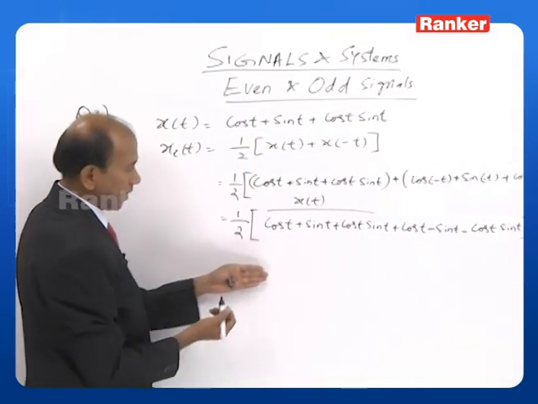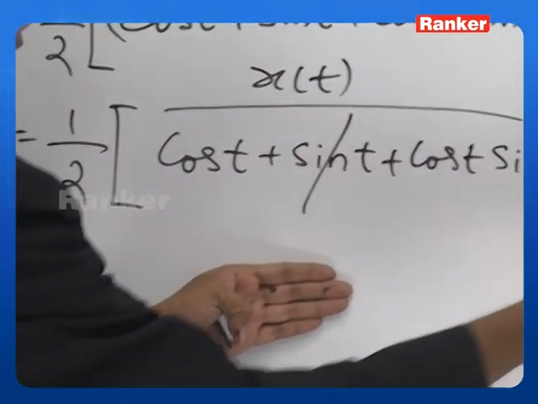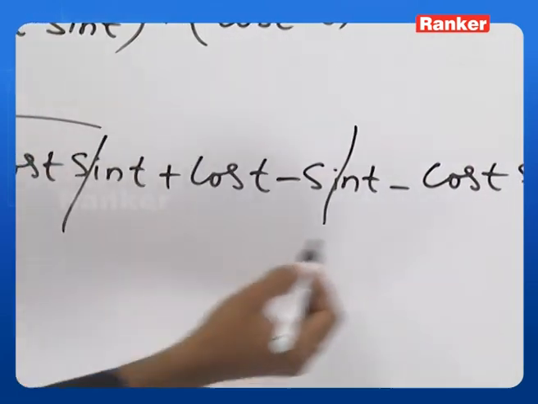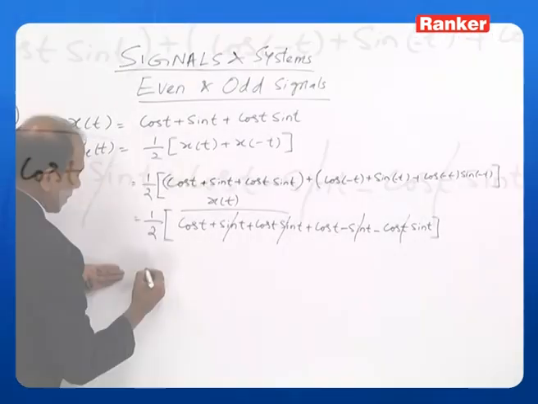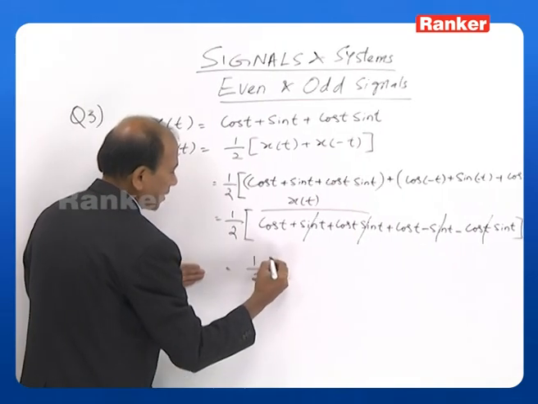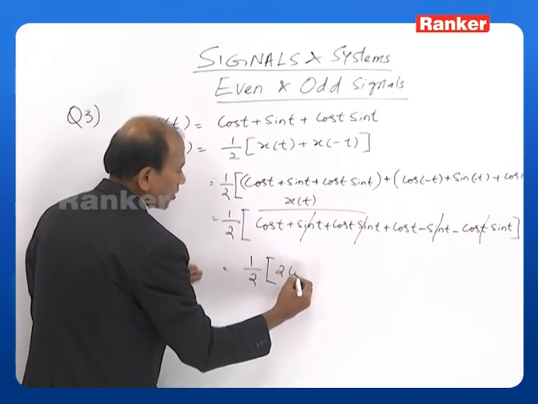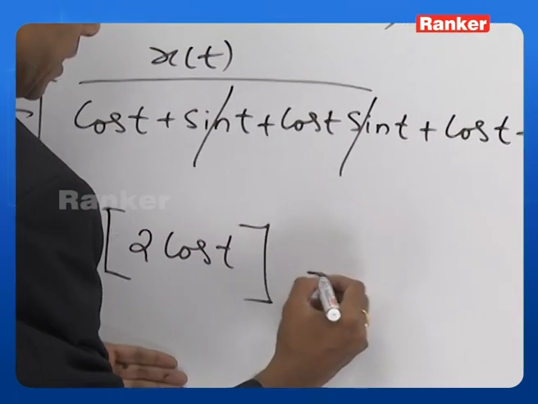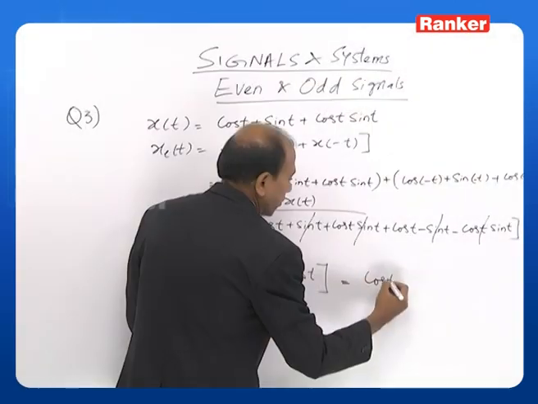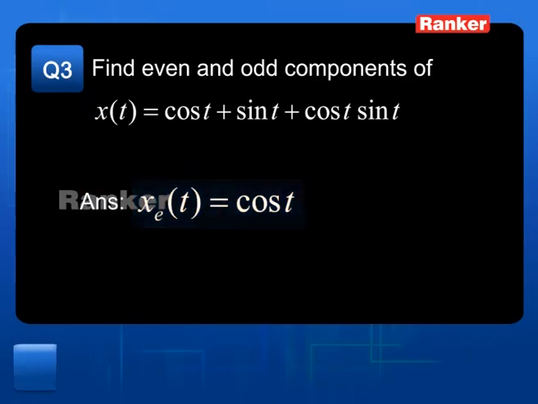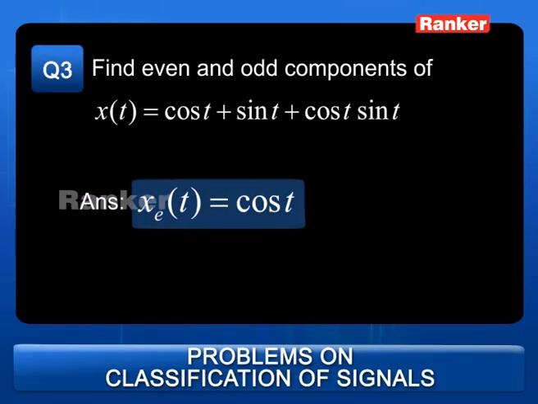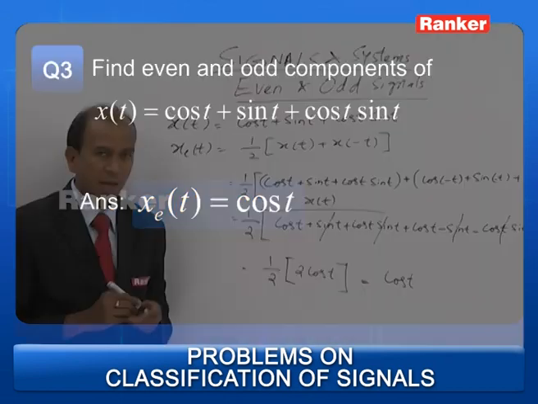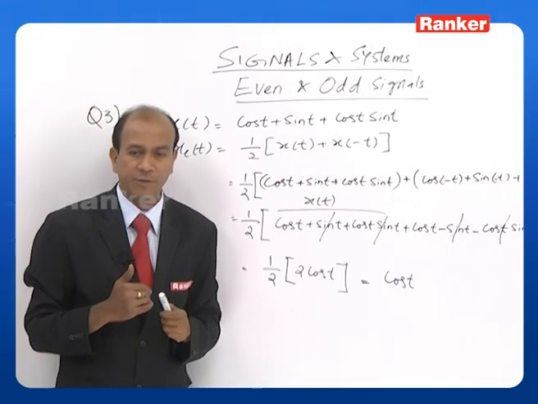Then we will cancel this with this, and this with this. So, the ultimate answer is half of 2 cos t, which is nothing but cos t. That means, given the cos signal, sin signal and cos t sin t signal, the even component of this is nothing but cos t. Now, let us calculate the odd component.